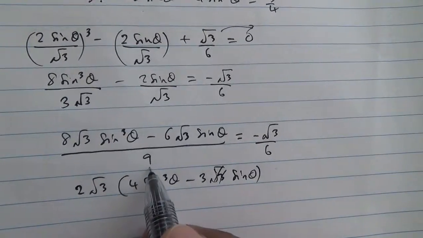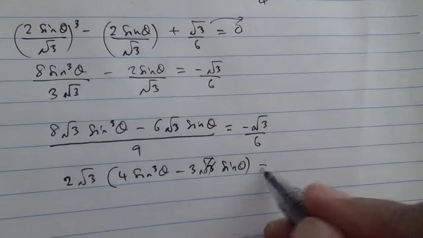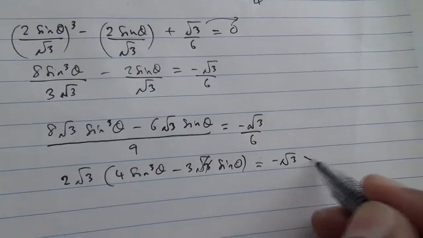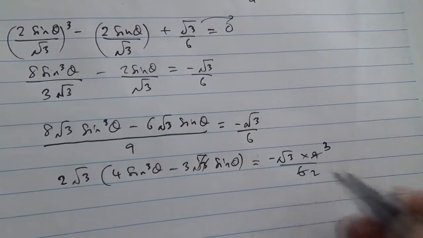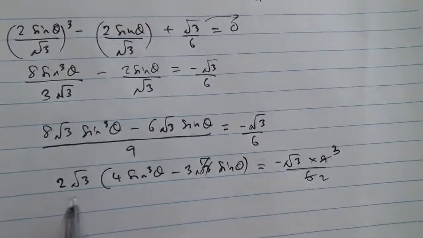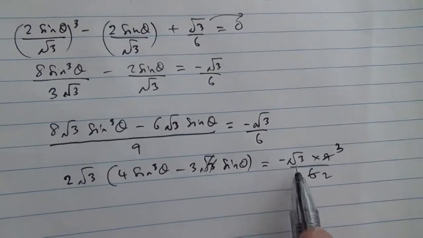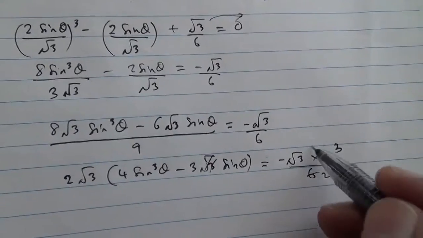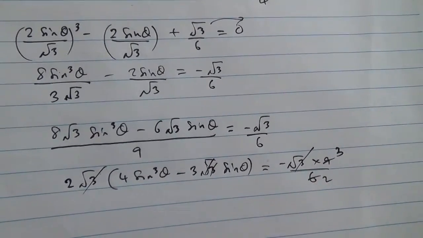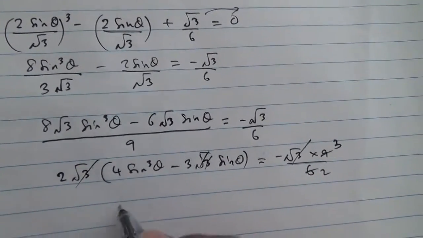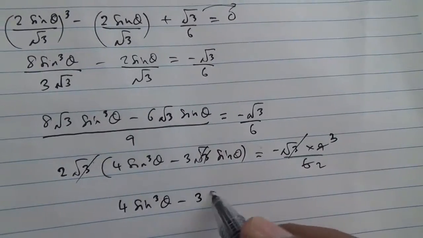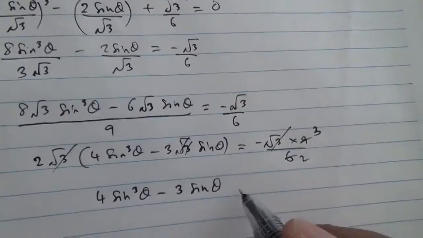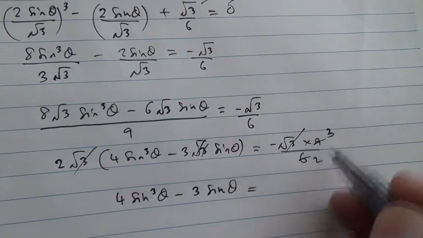Okay, the 9 can be set on the other side, so we get minus root of 3 times 9 upon 6. You cut that by 3, you get 3, cut that by 3, you get 2. So root of 3 is common on both sides, this one can go out. So what are we left with? We're left with 4 sine cube theta minus 3 sine theta is equal to 3 over 2.